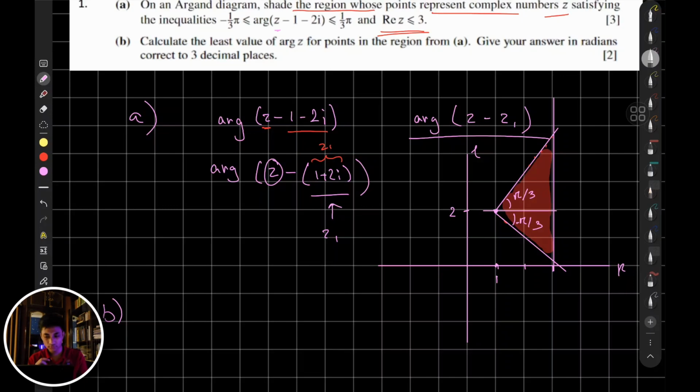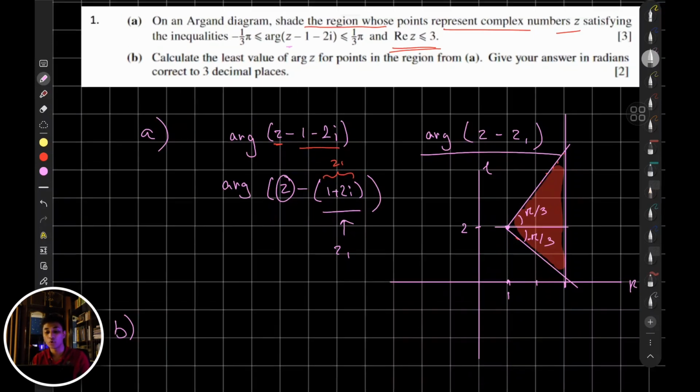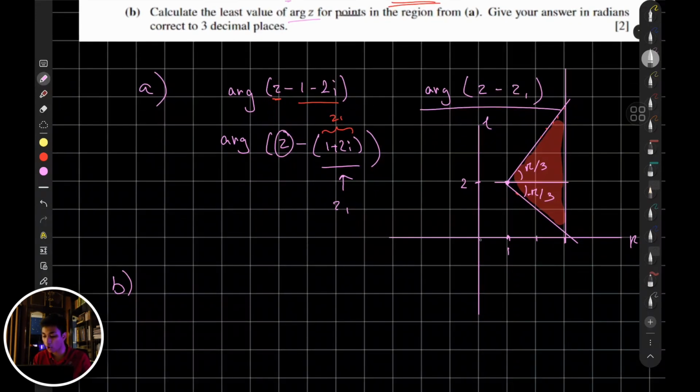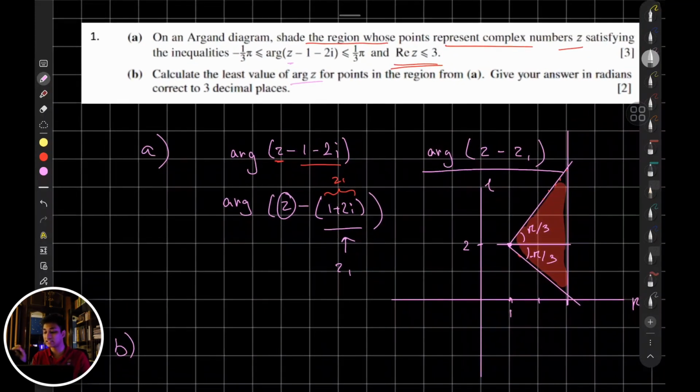Now, they're telling you, when is the argument z the least? When they tell you argument z, they're trying to know from origin to the complex number, where is it the least?